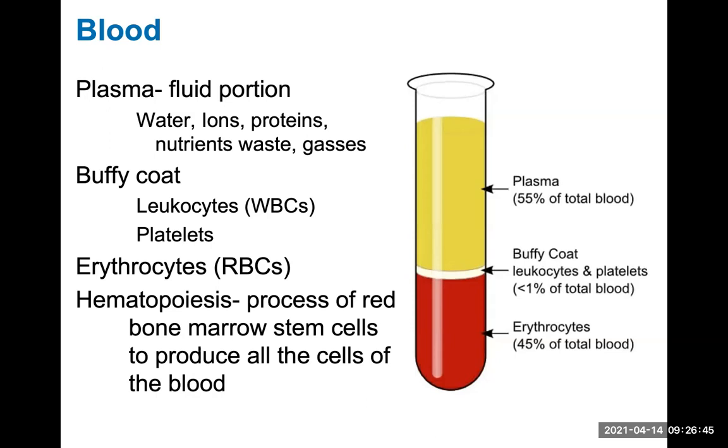And the process of making both red and white blood cells, and also the cells that make platelets, all that comes from your red bone marrow. You have stem cells in your red bone marrow that produce all the cells of the blood, right? And the process of the stem cells making all the different blood cells is called hematopoiesis.